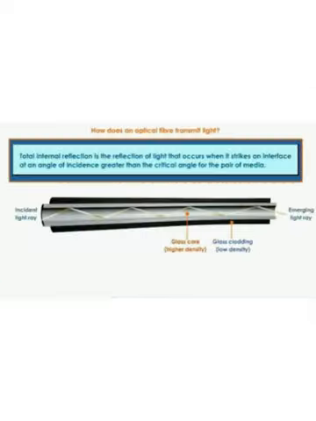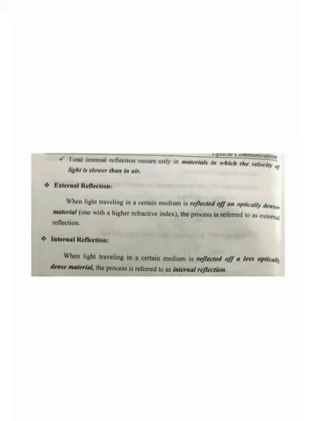Now see this diagram. Inside the optical fiber cable, the light is traveling in a zigzag manner, according to total internal reflection. In the last step of total internal reflection, we have studied that when the angle of incidence is greater than the critical angle, the light gets reflected back. I hope you understand the principle of total internal reflection. This is the principle by which light travels inside the optical fiber cable.